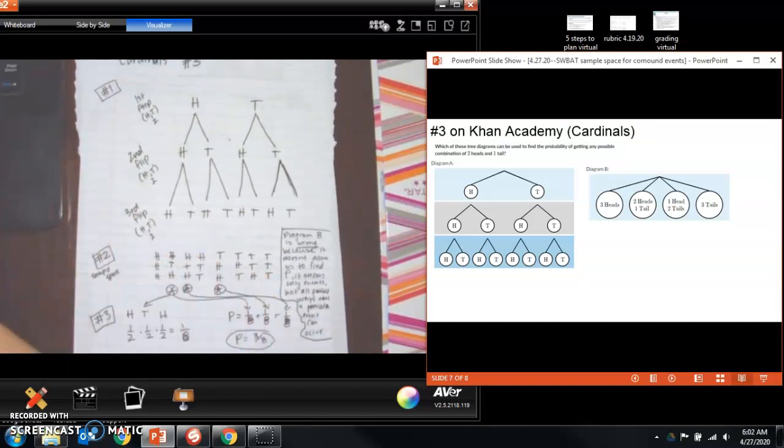So the correct answer on problem number 3 would be diagram A. Diagram B does not show all of the possible outcomes. It doesn't show how these possible outcomes could occur, and it also is not showing the stages within the compound event. So that's why B is incorrect. A is correct because it shows 1, 2, 3 different stages, 3 different events within this compound event.